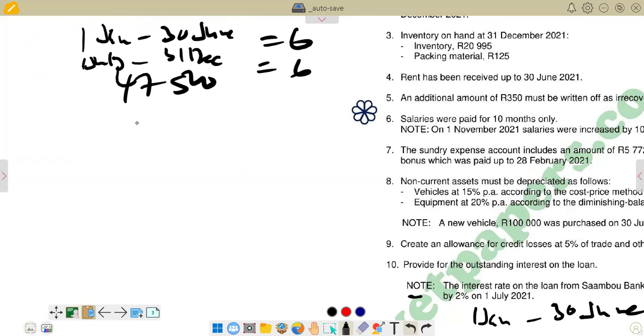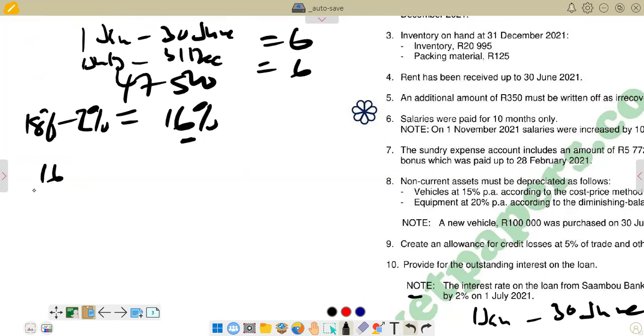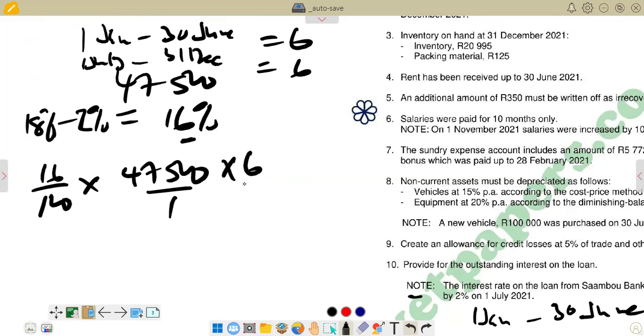So we come here and say before it increased, it was 18% minus 2%, which is 16%. So 16% is going to apply for the period 1 January to 30 June. So we say 16 over 100, then we multiply by the total amount, which is 47,500. And remember, this was only for 6 months, so we multiply by 6 over 12 to make a proportion. You calculate that, and we get 3,800. So our answer here is 3,800. This is the first period before it increased.